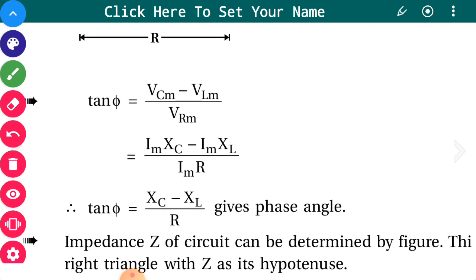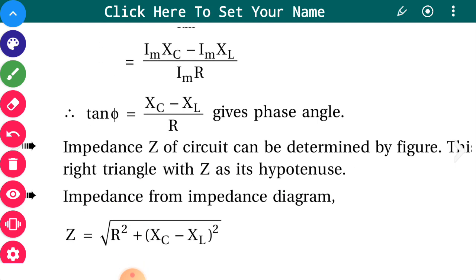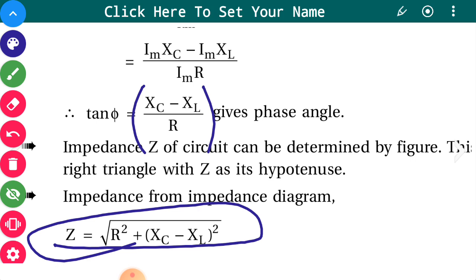So tan phi is VCM minus VLM upon VRM, so it is XC minus XL upon R. Or we can find the angle with the help of this equation: phi is equal to tan inverse of XC minus XL upon R, and Z is known as the impedance of the series LCR circuit. Try to understand 2-3 times and draw them 2-3 times, then you will be able to understand. Thank you very much.